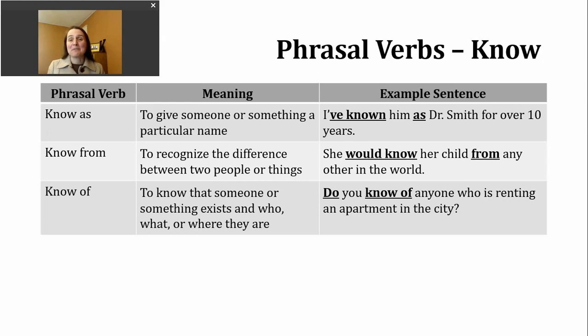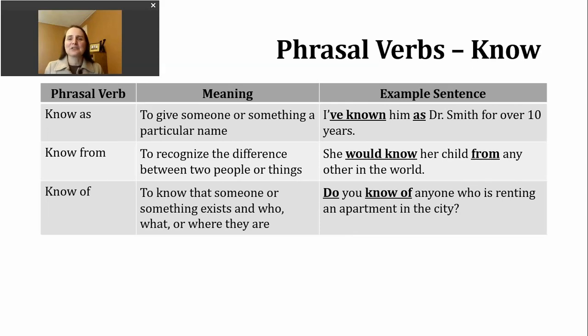Another phrasal verb that you might hear is know from. And the meaning here is to recognize the difference between two people or two things. Here's an example of that. She would know her child from any other in the world. Okay, so she would be able to spot the differences, recognize which child is hers.